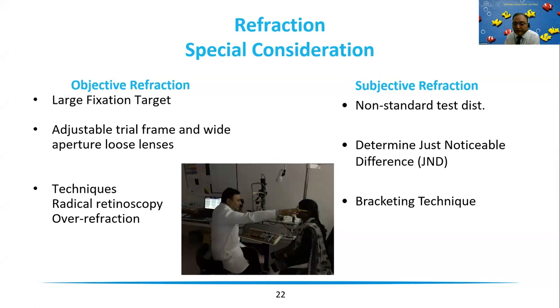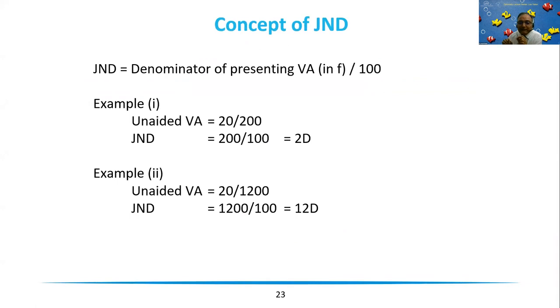And the other concept which is used for applying the bracketing technique is called just noticeable difference. So this is the minimum dioptric difference that a person can differentiate. So how do you calculate the minimum dioptric difference that a person can differentiate? So say if someone has acuity of 20/200, herein the denominator 200 divided by 100 gives you the noticeable difference of 2 diopter.